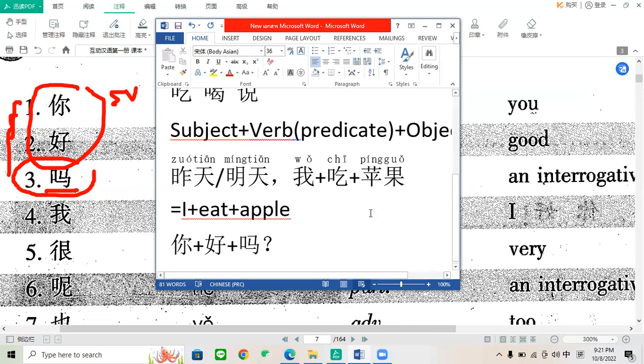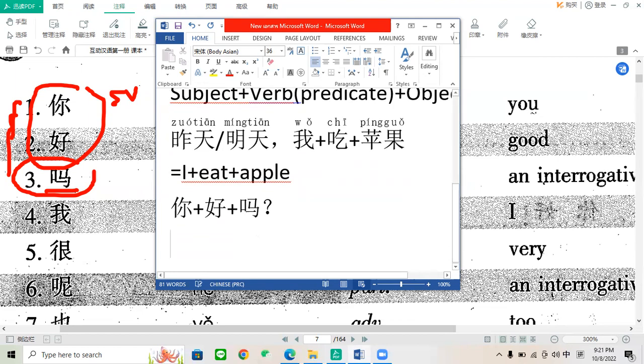For example, like this sentence, the declarative sentence will be 你吃苹果, you eat apple, right? You eat apple. How do we change it into a question sentence? We just place ma in the end of the sentence with a question mark. So that's a question sentence.